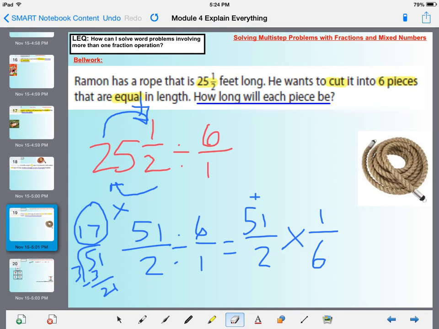So knowing that, I know that 3 will go into 6 two times, and it will go into 51 seventeen times. Now I can just multiply straight across. 17 times 1 is 17, and 2 times 2 is 4. We can either leave this as an improper fraction, or 4 goes into 17 four whole times with 1/4 left over.